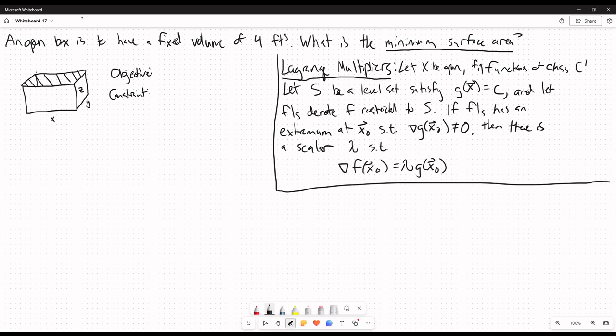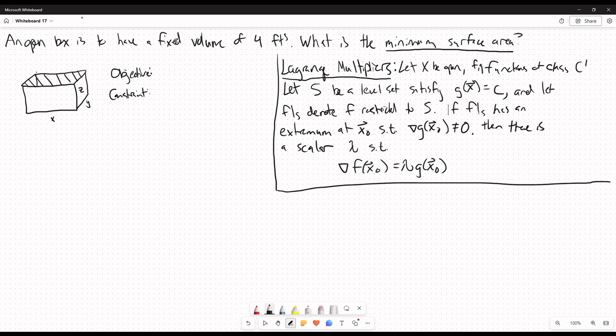So the short of it is that for a Lagrange multiplier, let X be an open set, because sometimes weird things happen on boundaries, and let f and g be functions of class C1 in whatever vector space we're in. And let S be a level set satisfying g of x equals c.